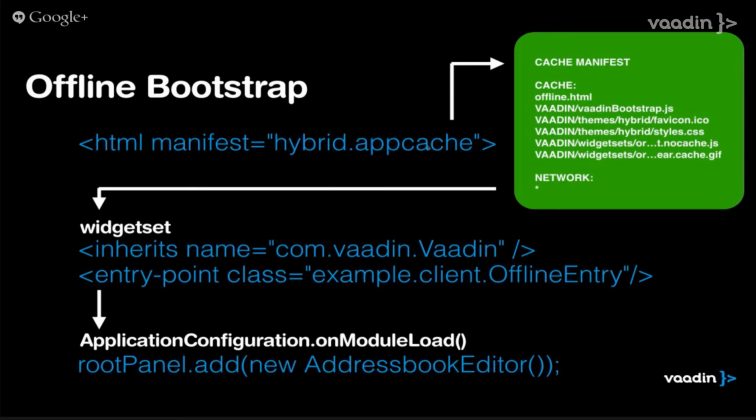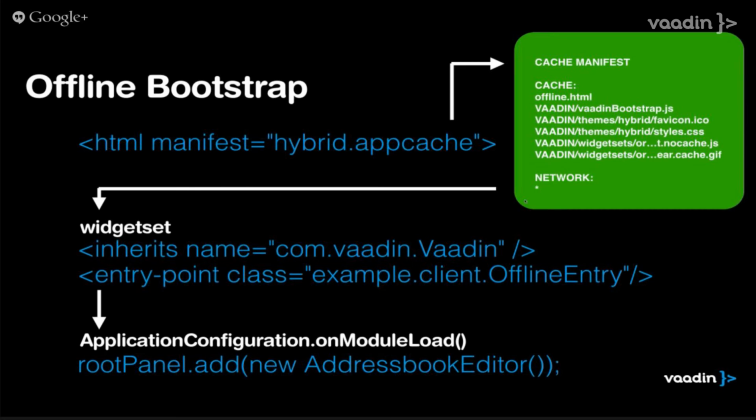In the cache manifest, you list all the files that should be cached and then say what files are on the network version. So the next step is when you go to this application and open up the Vaadin application, Vaadin always loads this widget set. And we want to add a customized entry point for our widget set that detects whether we should be running the offline version or the online version. And this is done by adding a new entry point class to our widget set definition.